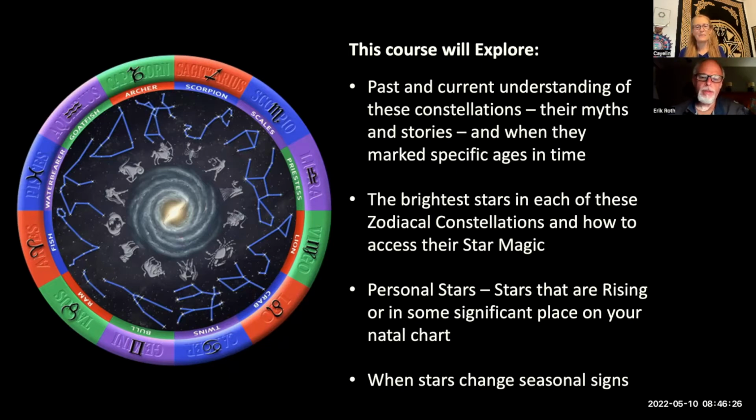Yeah, so this is a course that will explore the past and current understanding of these constellations, their myths and stories, and when they mark specific ages in time, along with the brightest stars of each of these zodiacal constellations and how they access their star magic. So say maybe 3, 4, or 5 of the brightest stars, depending on what the constellation is and how bright these stars are. Also personal stars that are rising or in some significant place in your natal chart.